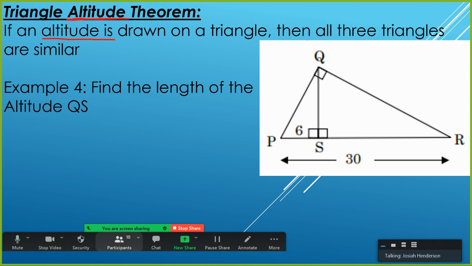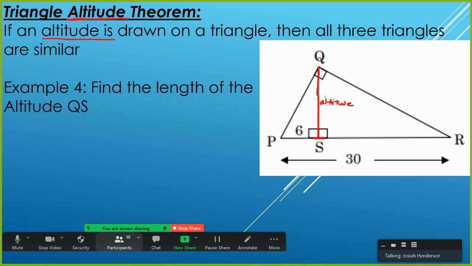So what is an altitude? The altitude is basically the line straight from the top vertex straight to the bottom. It's similar to the idea of altitude in the real world. If you were in an airplane, your altitude would be like 3,000 feet. That means you're straight up from the ground 3,000 feet. So on this triangle, from the highest point Q straight down, perpendicular to the bottom, this is the altitude.